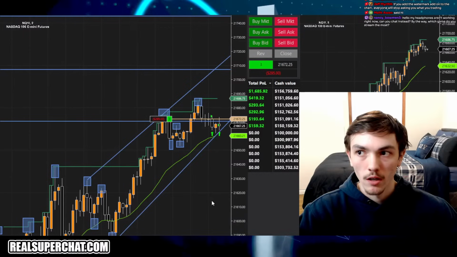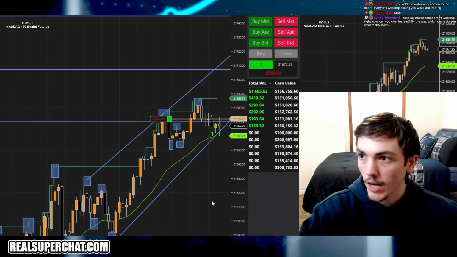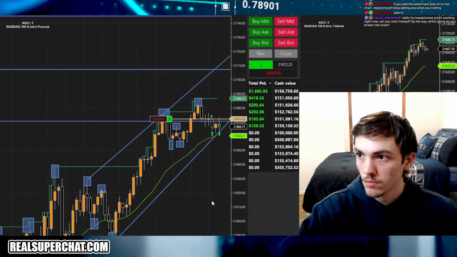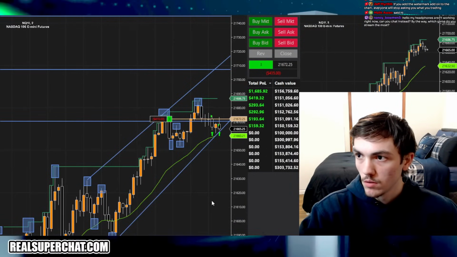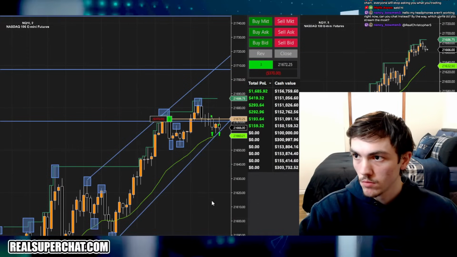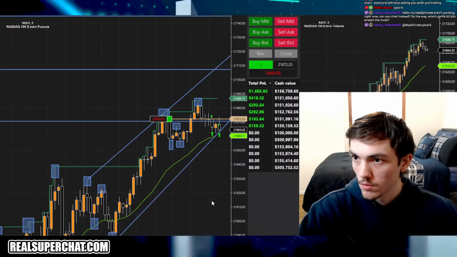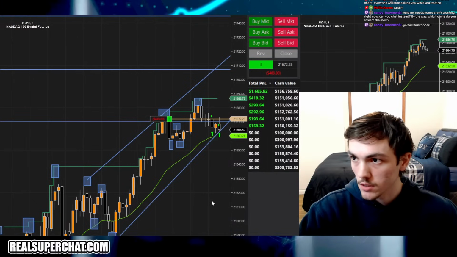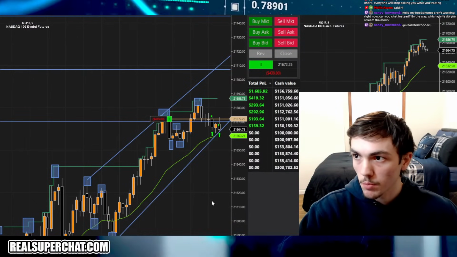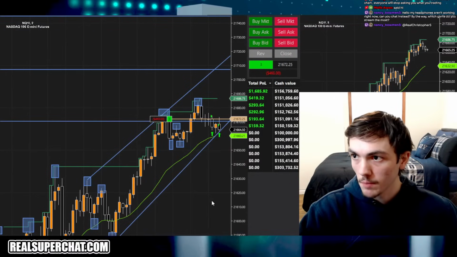I'm gonna add 1 here. A little risky to add, but I'm gonna add 1. If it wicks to that 21 EMA, I'll add 3 more. Looks like we're gonna get it. Down 500, 3 contracts long. It's tapping the support of that range. See if we get a bounce off that range, reclaim the pivot point.